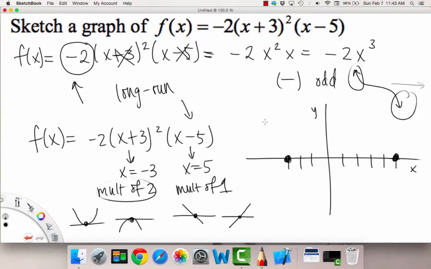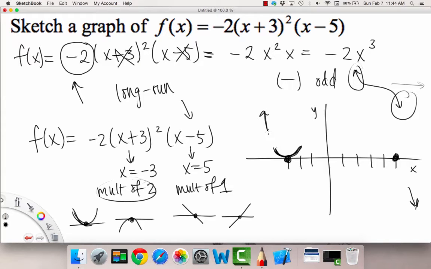We know on the left, because of the long run behavior that we have already determined, it looks like this and this, right? And then we see that at negative 3, we should have a touch and turn, it's called. Basically, it just touches the x-axis and turns around, right? It doesn't cross it. Okay, so we have to have something like that here.